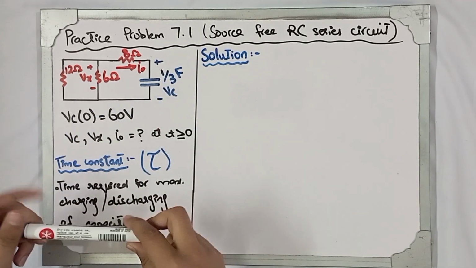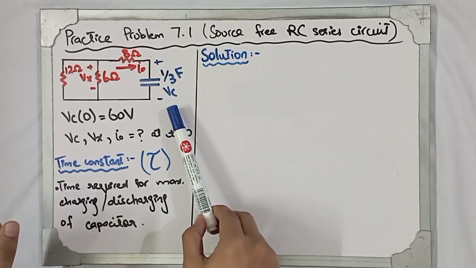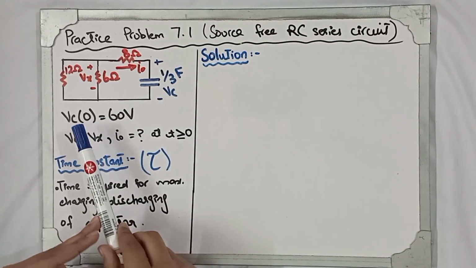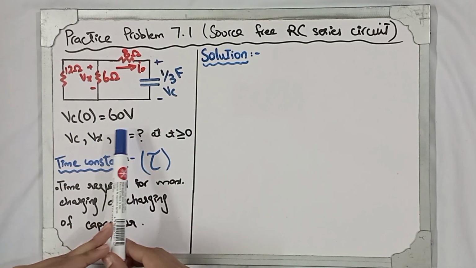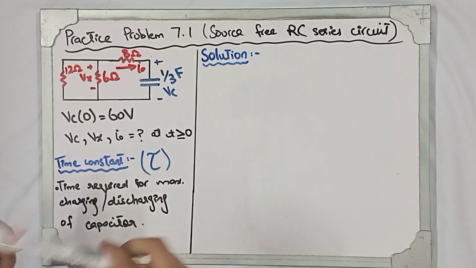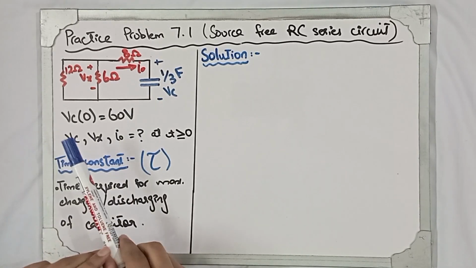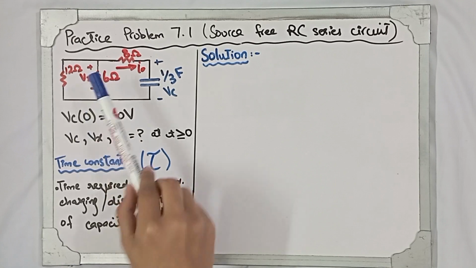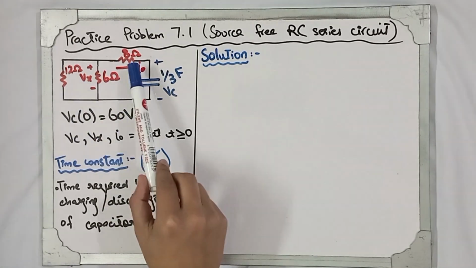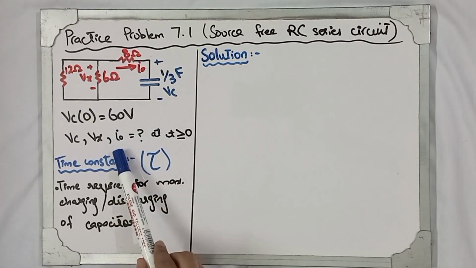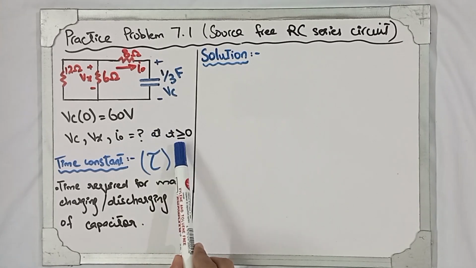We have also been given the initial capacitor voltage, that is Vc at 0 seconds, and it is given as 60 volts. We have to find the capacitor voltage Vc, the voltage Vx across the 6 ohm resistor, and the current I0 flowing through the 8 ohm resistor at time greater than or equal to 0 seconds.